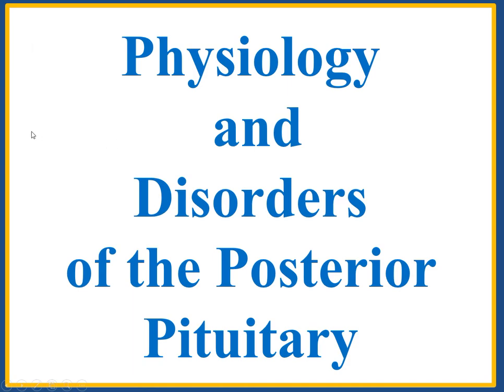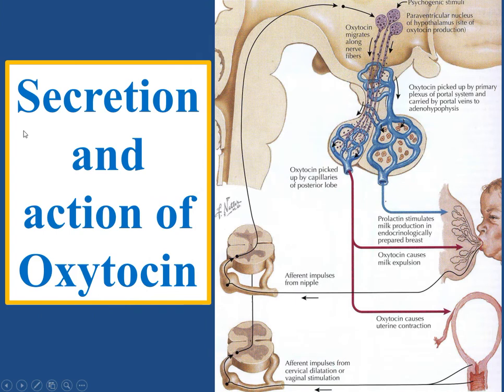Physiology and disorders of the posterior pituitary. The posterior pituitary is the place of storage of oxytocin and vasopressin, which are produced by the hypothalamus in the paraventricular nucleus and supraoptic nucleus. This oxytocin and vasopressin then come down to the posterior pituitary and then are absorbed into the bloodstream.